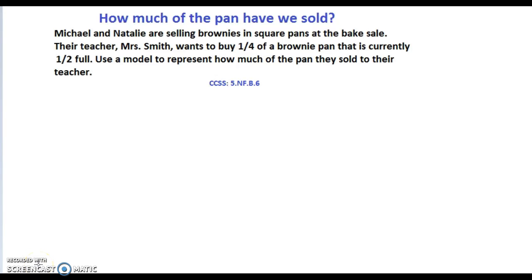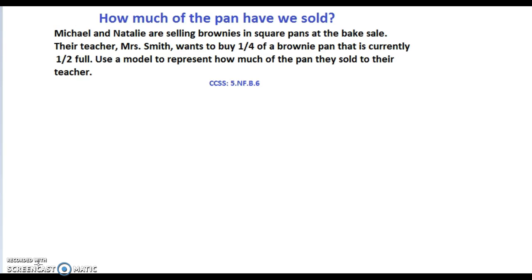How much of the pan have we sold? Michael and Natalie are selling brownies in square pans at the bake sale. Their teacher, Mrs. Smith, wants to buy 1/4 of a brownie pan that is currently half full. Use a model to represent how much of the pan they sold to their teacher.